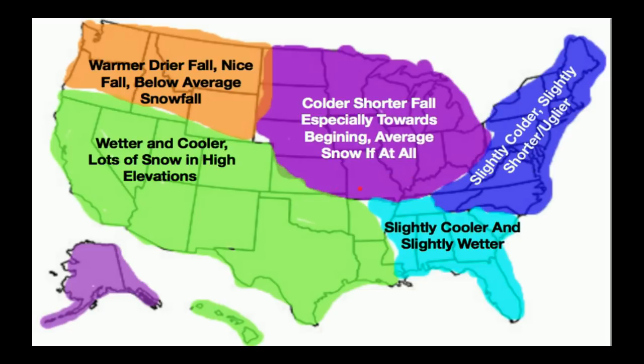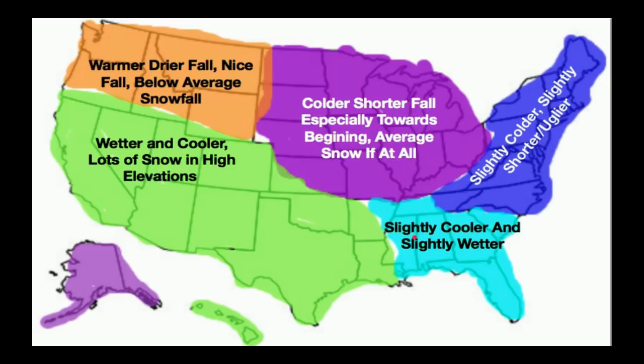So, let's move on now to the Southwest. And this is assuming that Modoki El Nino will not form and an El Nino will form. So that means wetter and cooler, lots of snow in high elevations. Again, if there are any areas that do get a lot of snow during the fall, they probably will get above average. But again, that's not a lot of places besides the mountains.